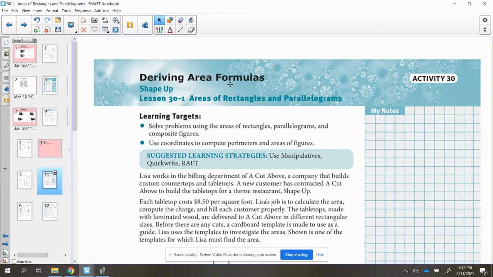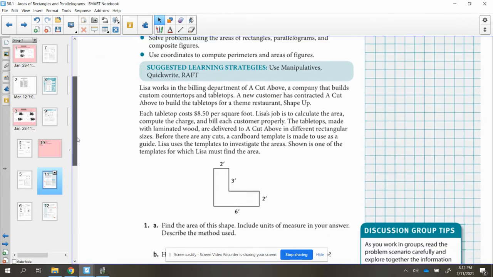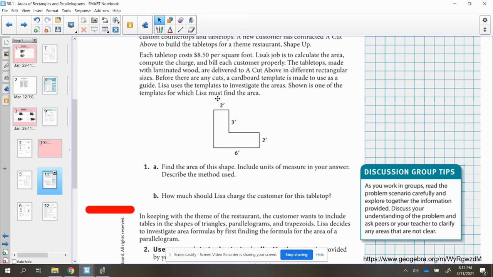Now, as you will see from our learning targets today, we are talking all about area of rectangles and parallelograms. The figure they are giving us to start is a tabletop, and it says to make this tabletop on top of maybe an island or something, think HGTV, it costs $8.50 per square foot.